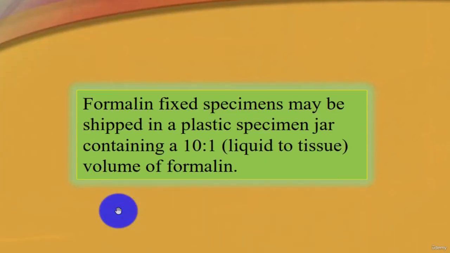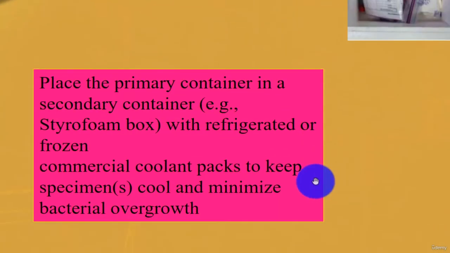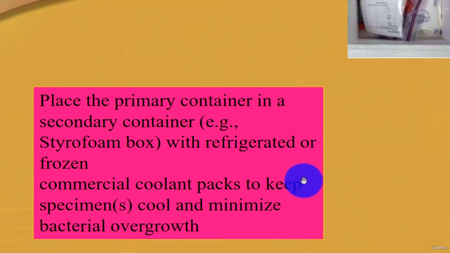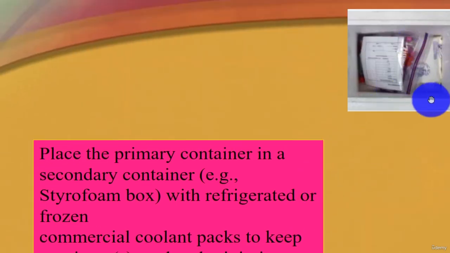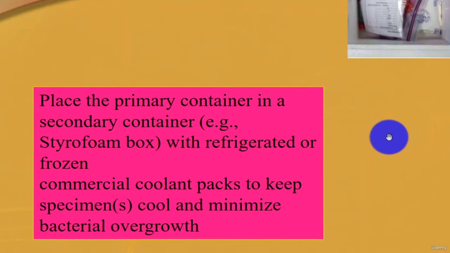Formalin fixed specimens may be shipped in a plastic specimen jar containing a 10:1 liquid to tissue volume of formalin. Place the primary container in a secondary container, for example a styrofoam box with a refrigerated or frozen commercial coolant package, to keep the specimen cool and minimize bacterial overgrowth.